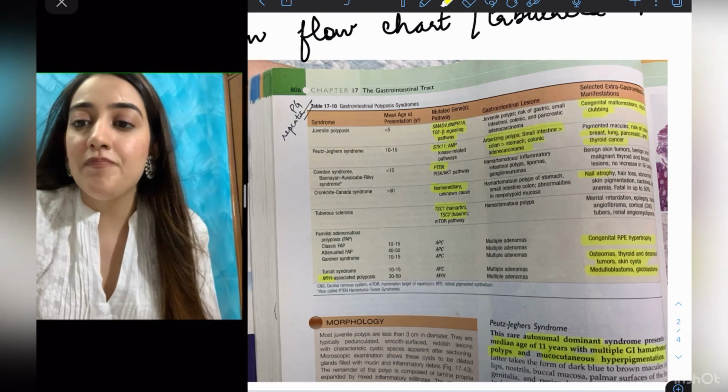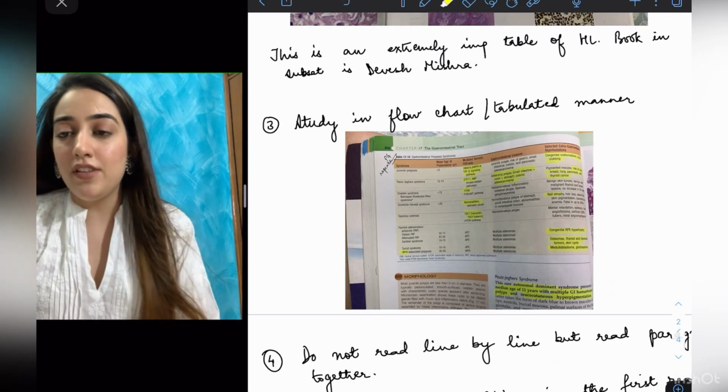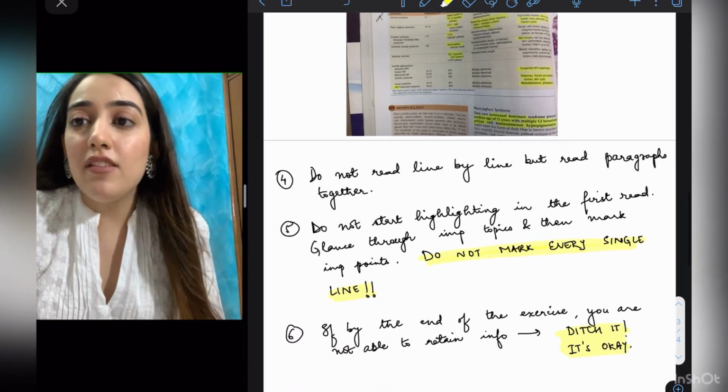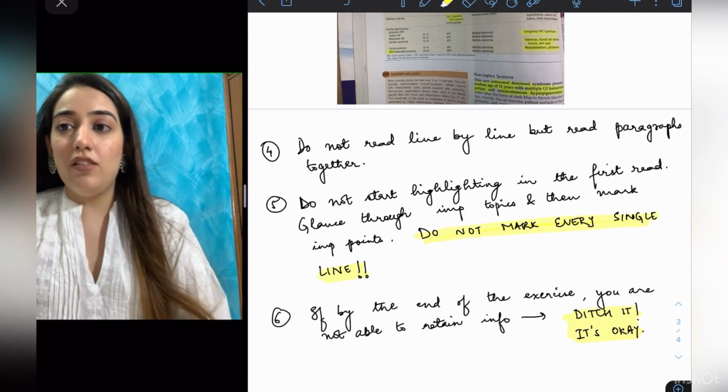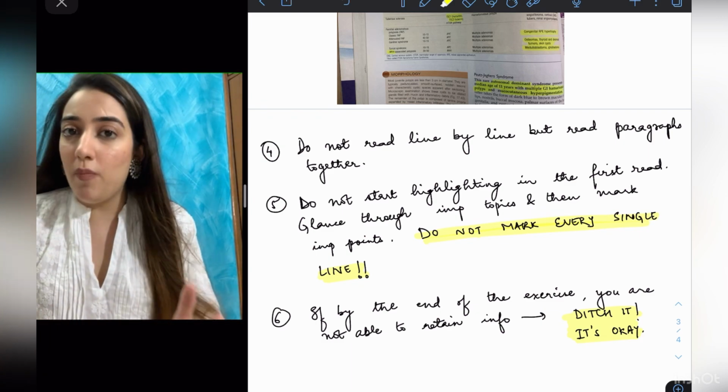that are asked. So always study in a flowchart or a tabulated manner. It will make your life easier. Do not read line by line, but read paragraphs together so as to get the gist of the entire topic at once.